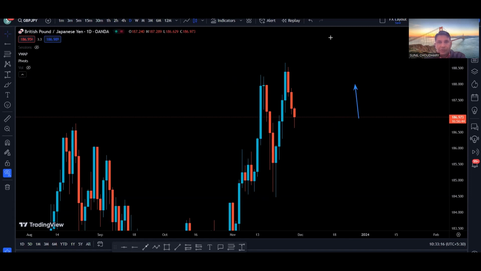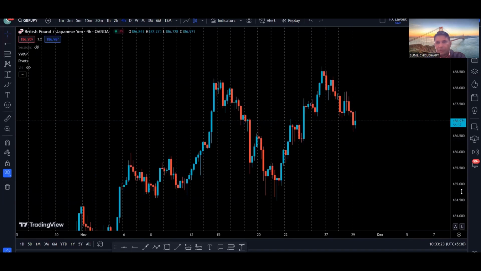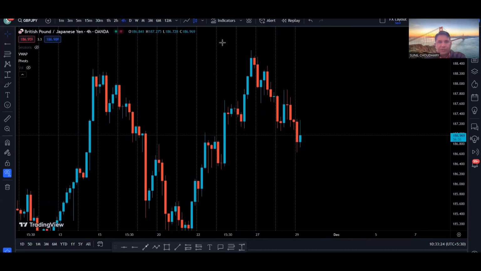So now let's go to the 4-hour time frame to find out what is happening. On the 4-hour time frame, if we start from the top, we can see that we created a low, lower high, lower low, lower high. Then we had this strong support. Price broke this strong support and has now already retested that area.